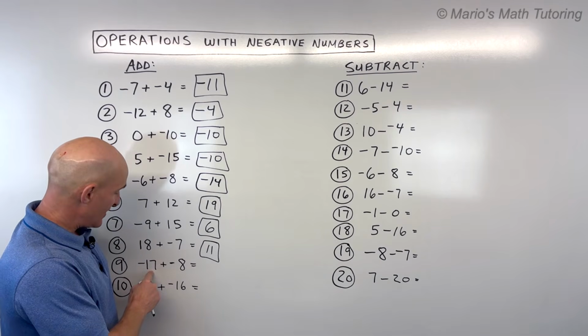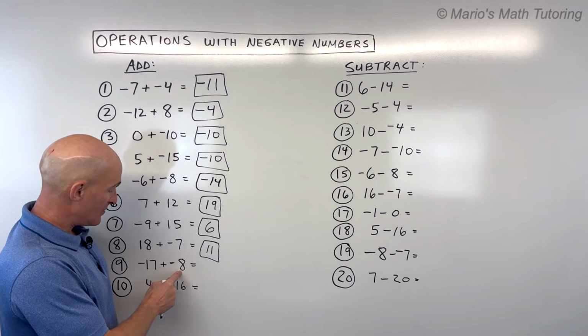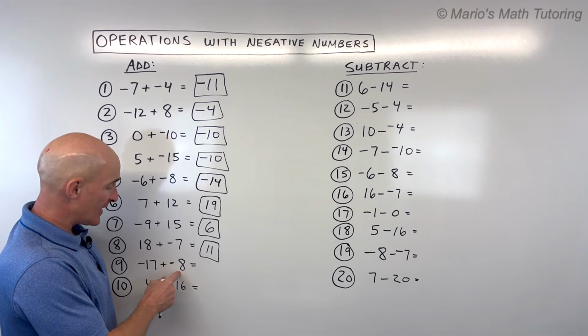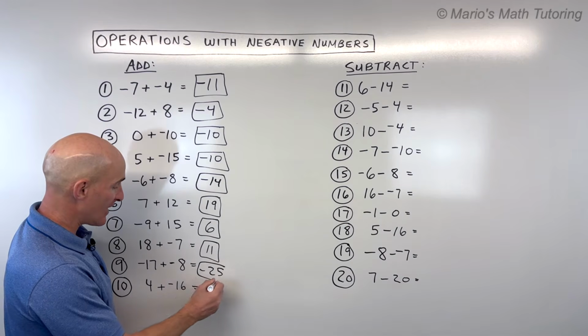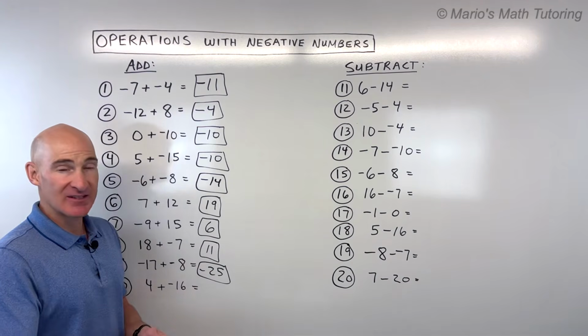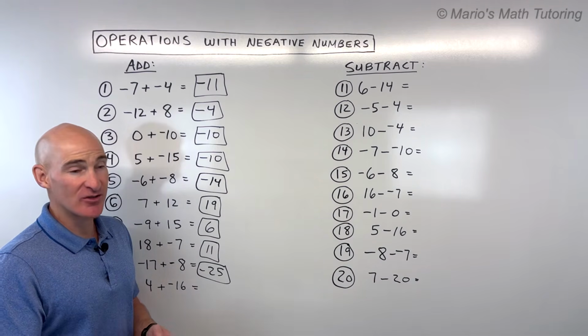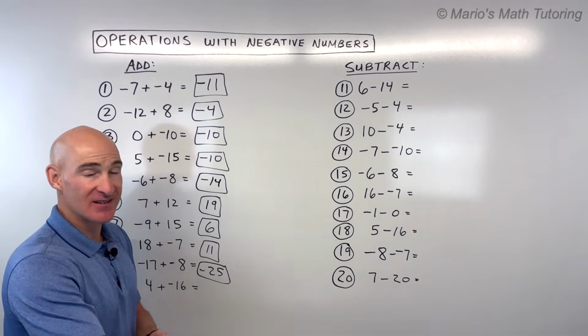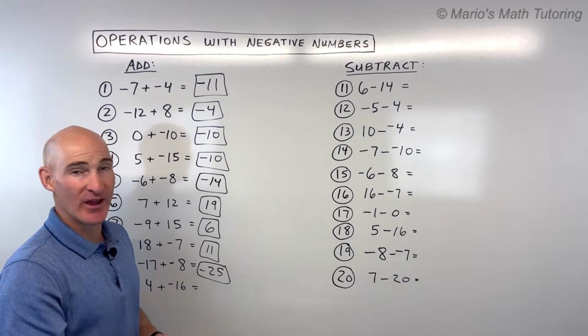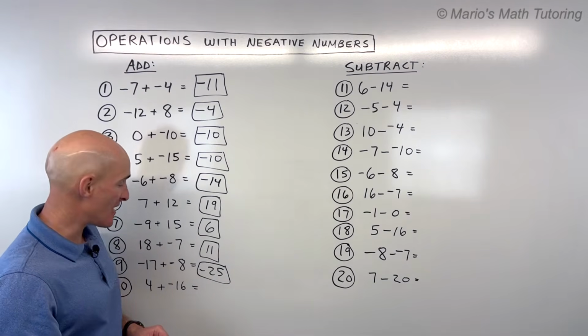So for number 9, negative 17 plus negative 8. Oh, they're both negative and I'm adding. I just add the numbers. That's 25 and it's going to be a negative 25. See, it's like you spent $17 plus you spent another $8. Oh, you spent $25. That's like a negative $25. You're taking it out of your wallet, it's going away. It's decreasing your balance in your account.